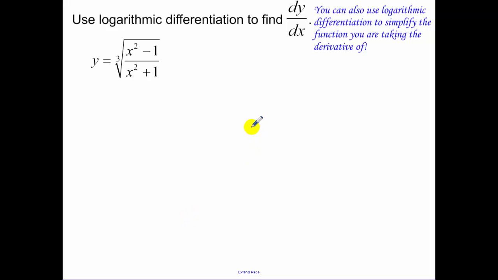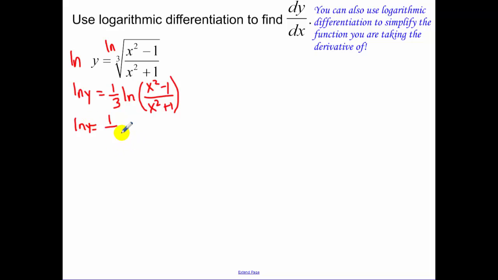You can also do logarithmic differentiation when you have something of a complicated derivative. This is a super complicated derivative. But if I ln both sides, we have the ln of y, and that 1/3 can come down and be a power. Now because we're dividing, we can also simplify that under subtraction. Now I can go ahead and take my derivatives.